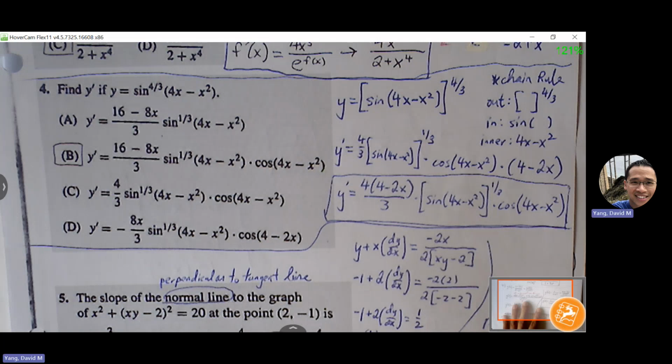Okay. Remember, the derivative for sine of u is cosine of u times u prime. So that takes effect here. That's my inner portion. That's my inside derivative. And then here's my outside derivative. Makes sense.